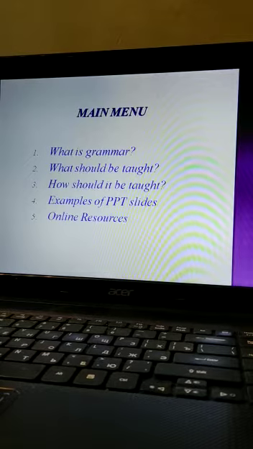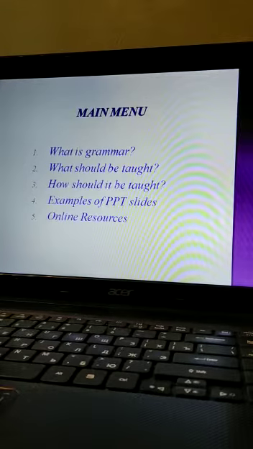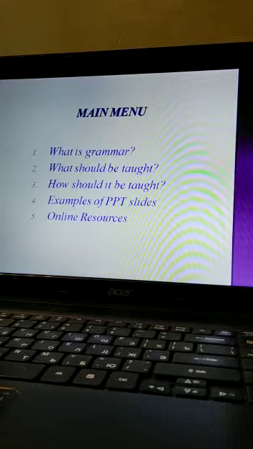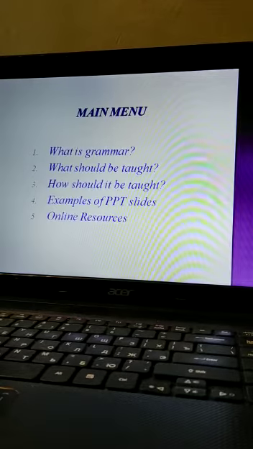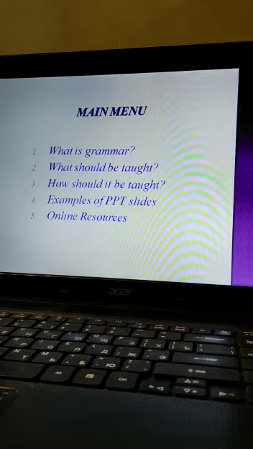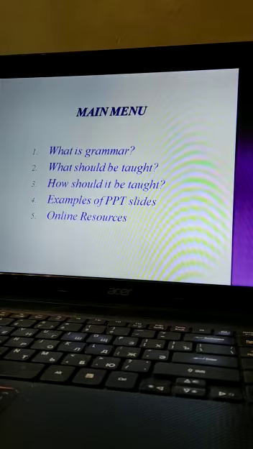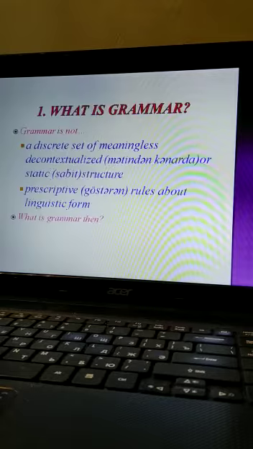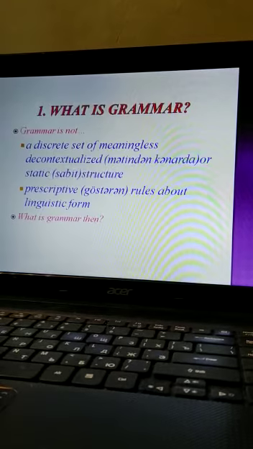Now what does it mean, grammar? Now let's see the main menu. What's grammar? What should be taught? How should it be taught? Examples, PPT slides, online resources. What's grammar and what's not grammar?